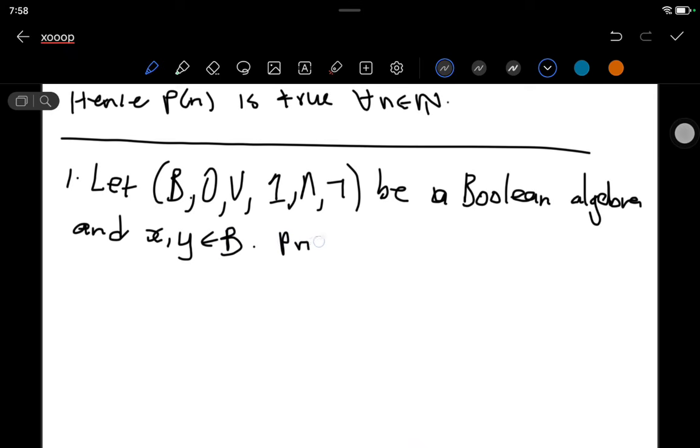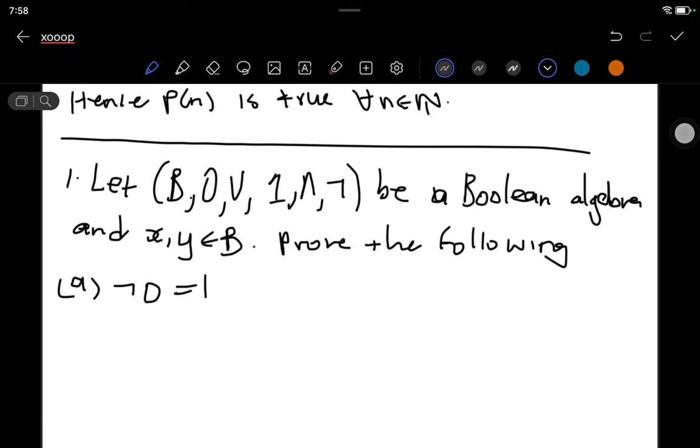Then they say prove the following. Then they give us part a. We must prove that the negation of 0 is equal to 1. They say we should prove that the negation of 0 is equal to 1. You see? So now we're given this.